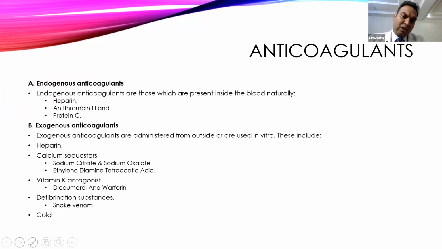Then anticoagulants. These can be endogenous or exogenous. Endogenous anticoagulants are those synthesized within the body, like heparin, antithrombin, or protein C.